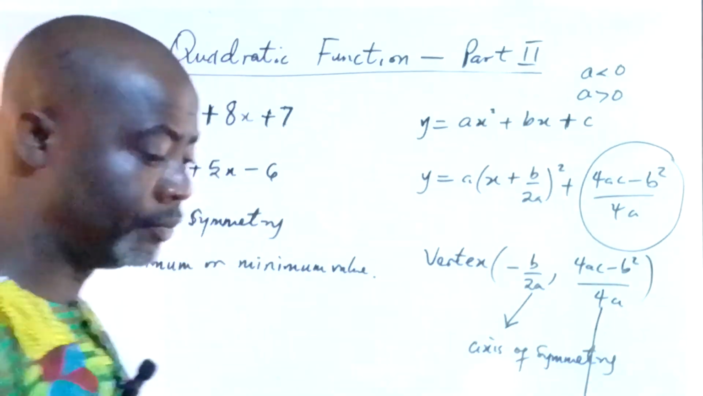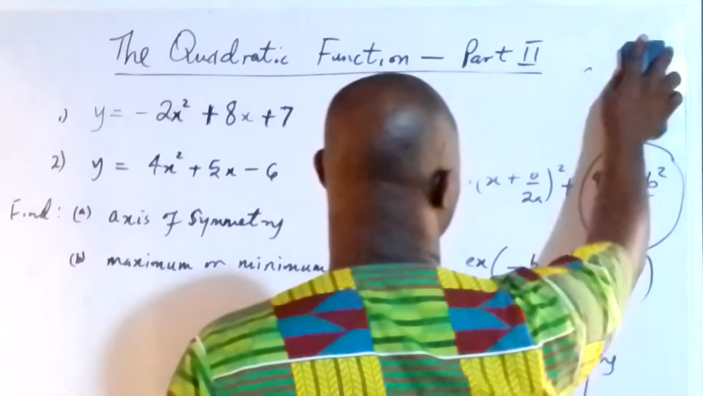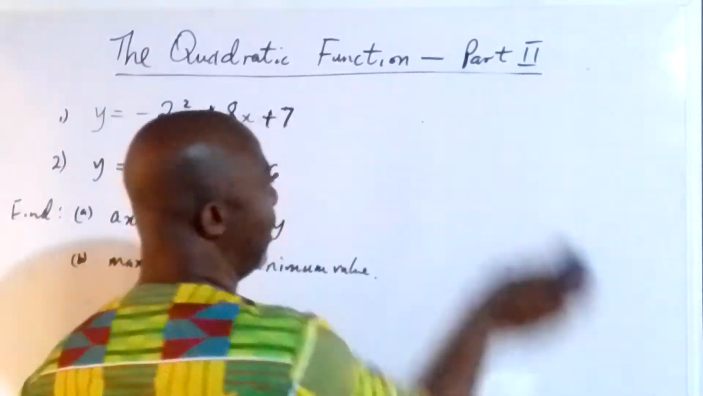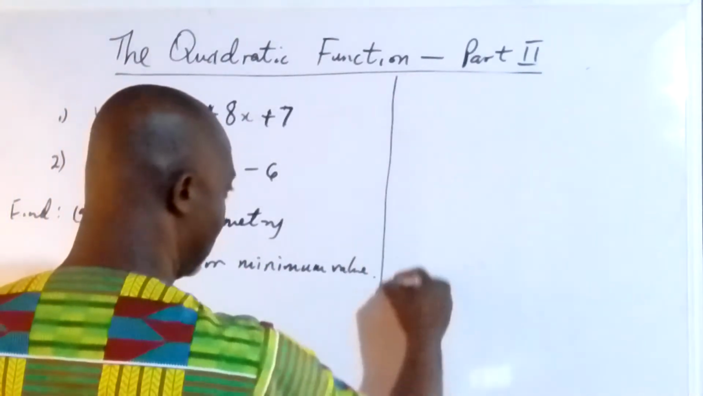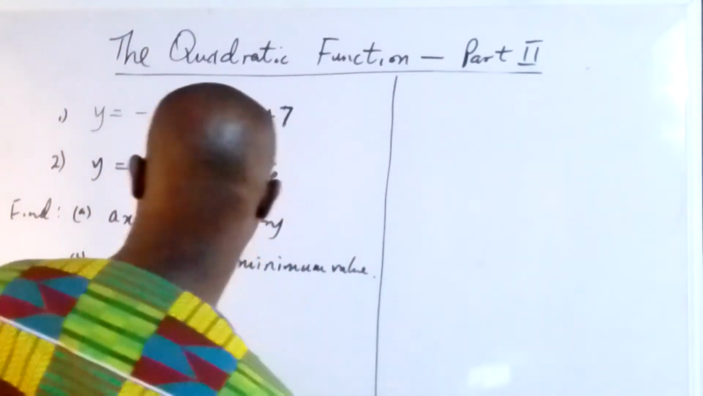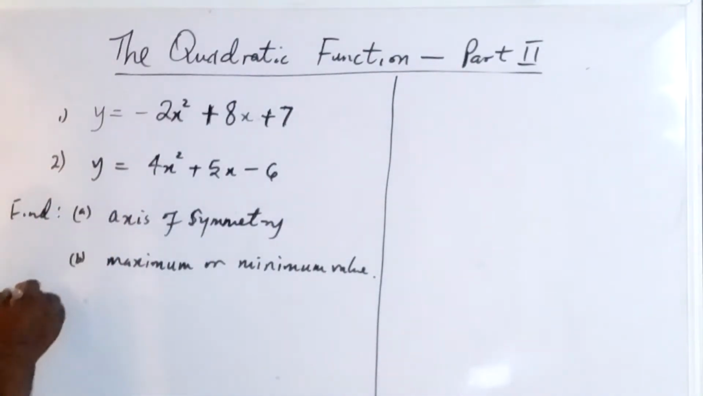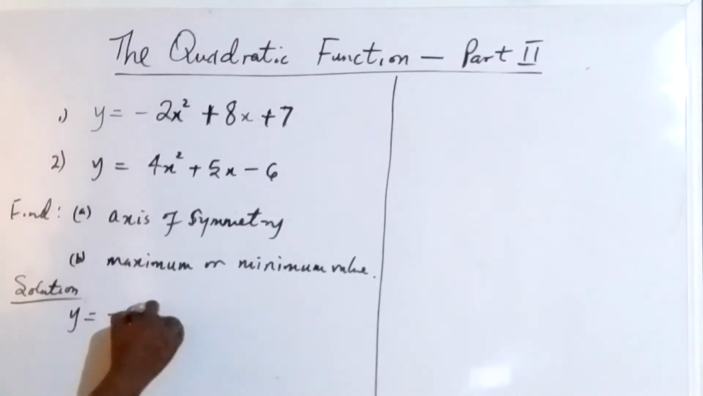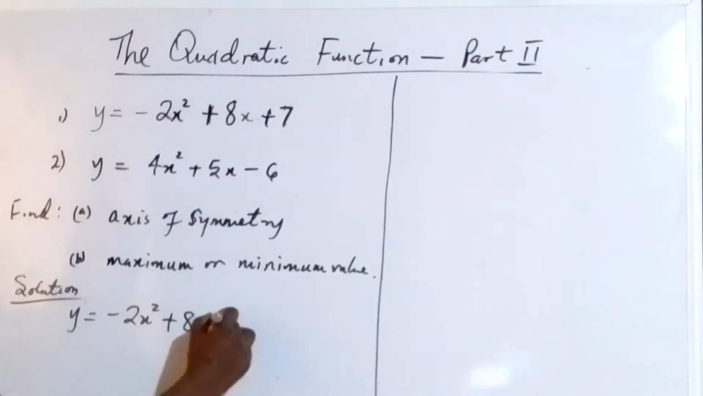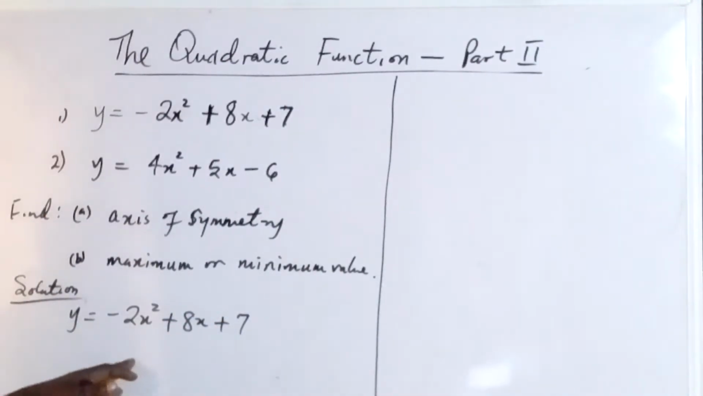Okay, so let's look at how we go about the completing the square method to arrive at our results. So I'm going to start with the first question, which is y equal to minus 2x squared plus 8x plus 7. So what I'm going to do is to first isolate the terms involving x from the constant.